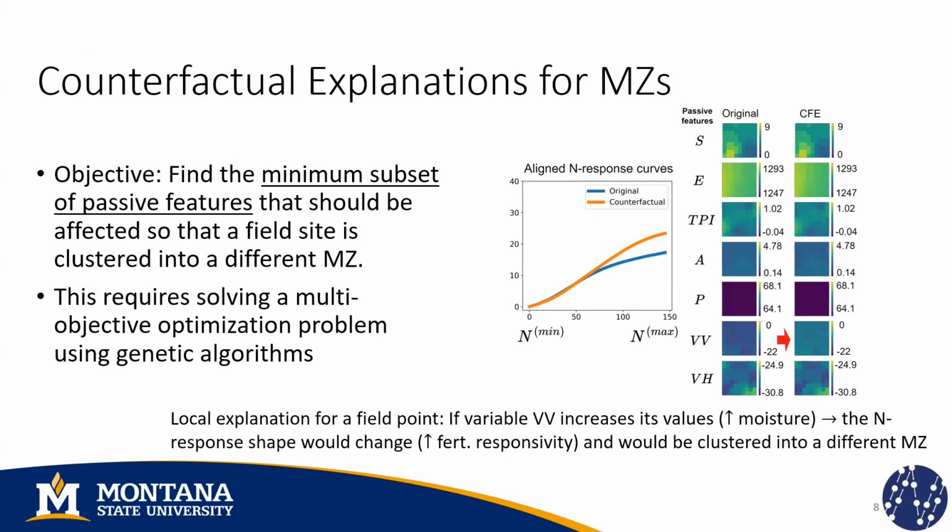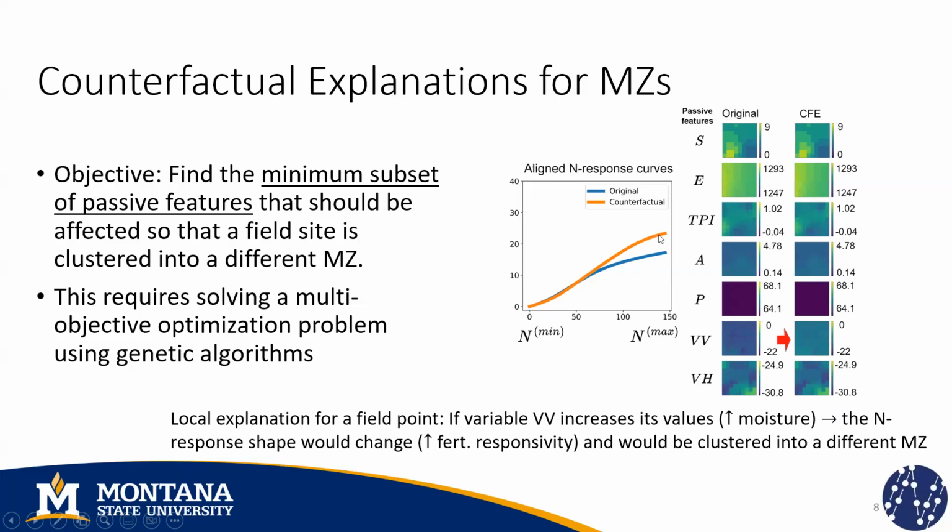So now we're going to focus on the counterfactual explanations. Here we're basically asking what variables need to be altered so that the fertilizer responsivity changes just enough so that it is clustered into a different management zone. This problem is tackled using a multi-objective optimization technique that uses genetic algorithms. In this case, for example, we find that if we change the VB variable, which is related to moisture, and increase it, then we are increasing the fertilizer responsivity.